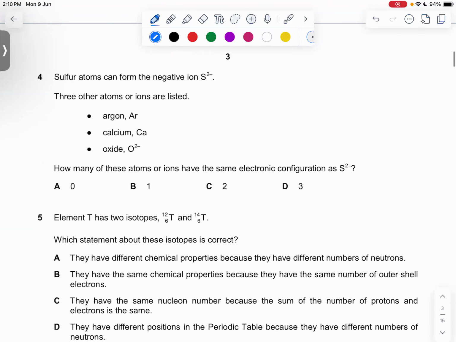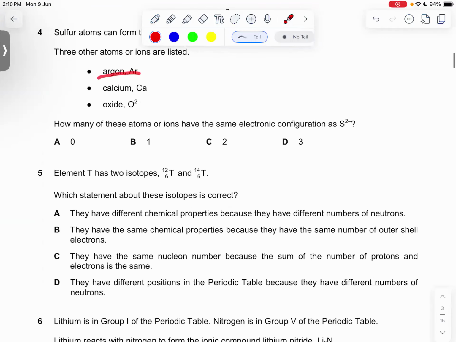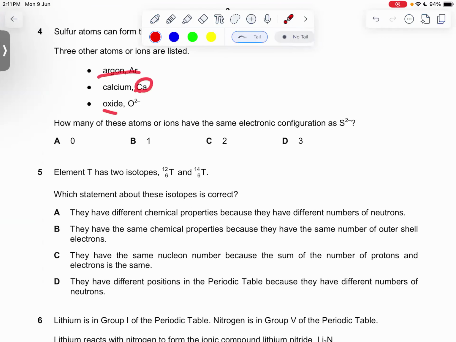All right. Next question. Question number 4. Sulfur atoms can form negative ions S2 minus. 3 other atoms or ions are listed. Argon, that is an atom. Calcium, that is also an atom. Oxide. How many of these atoms or ions have the same electronic configuration as S2 minus?